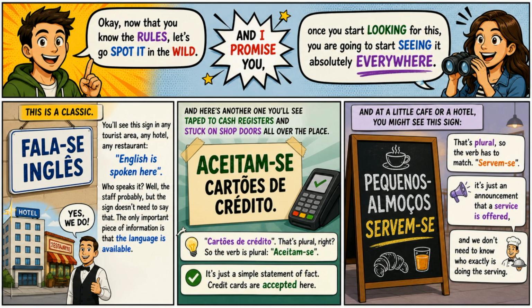And here's another one you'll see taped to cash registers and stuck on shop doors all over the place. "Cartões de crédito" is plural, right? So the verb is plural, "aceitam-se." It's just a simple statement of fact. Credit cards are accepted here. And at a little cafe or a hotel, you might see this sign. "Pequenos-almoços," breakfasts. That's plural, so the verb has to match. "Servem-se." It's just an announcement that a service is offered, and we don't need to know who exactly is doing the serving.